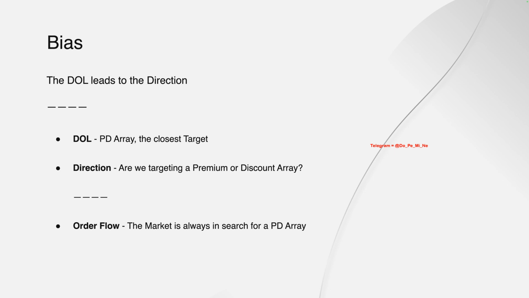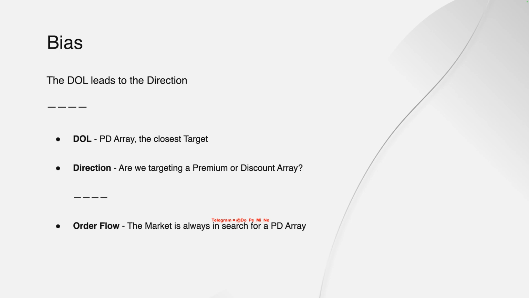Now, to understand what PD array we are aiming for, we need to understand something very important. We need to understand order flow. Order flow says the market is always in search for a PD array, and that concept is called order flow. So drawn liquidity, and at the base of everything, there is order flow. In order for us to understand the drawn liquidity, then direction, then the bigger picture, the bias, we need to understand order flow.